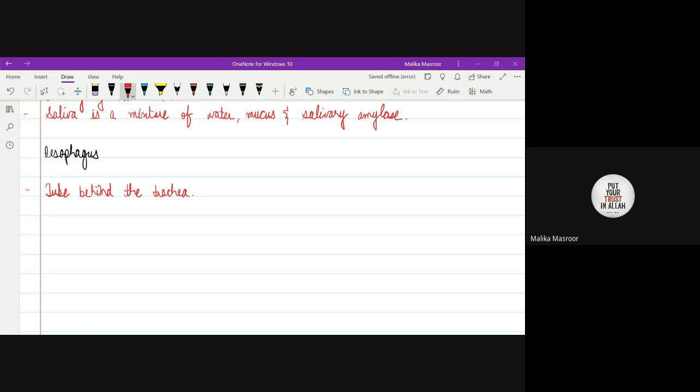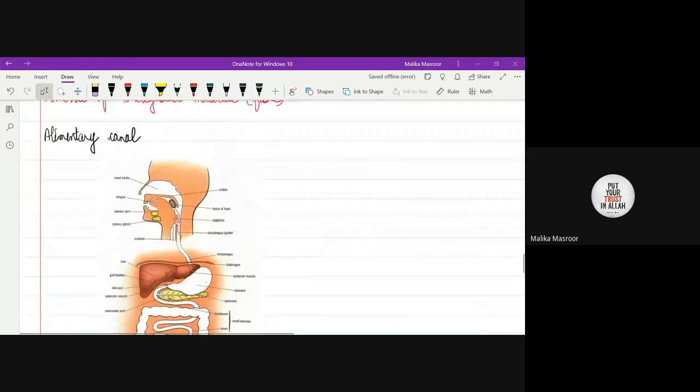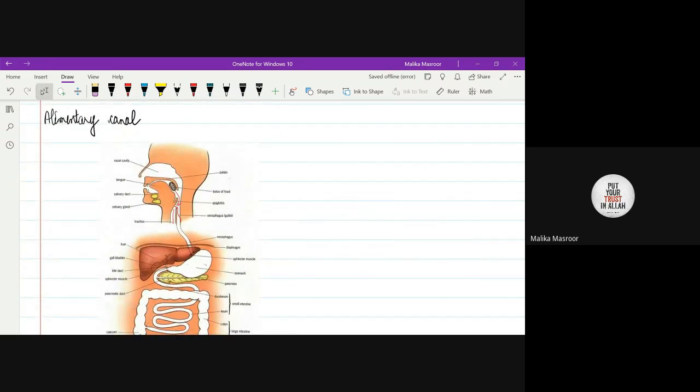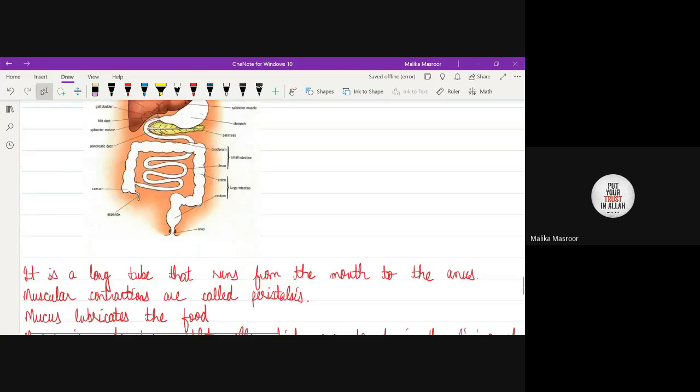Alright, so there is a hole in the center of the esophagus down which the food can pass, and that is called your lumen as well. They haven't shown it here. Okay, so now it will go and enter your stomach here. There's a sphincter as well before that.